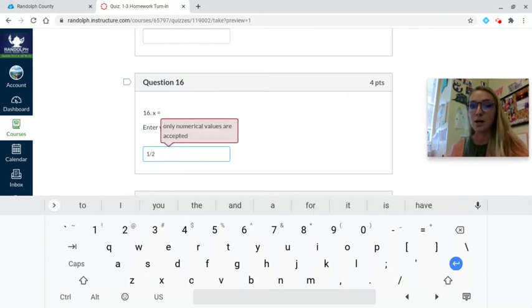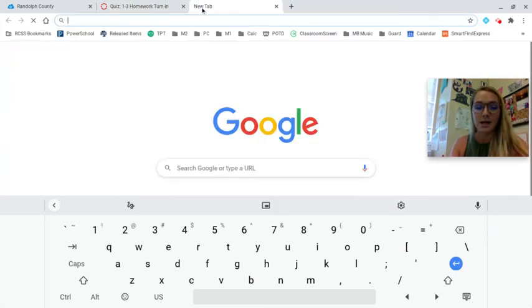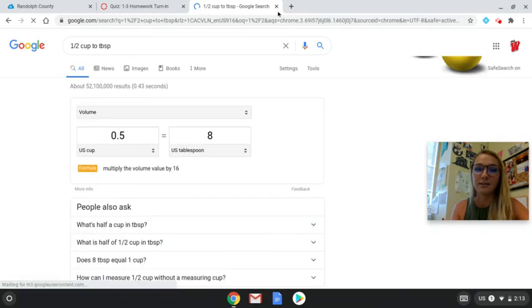It tells you that only numerical values are accepted, so 1/2 does not work. So we know that 1/2 is equivalent to 0.5. If you weren't sure, you can open a new tab in Google and type in 1/2, and it tells you right here. Oh gosh, well I clicked the wrong thing.